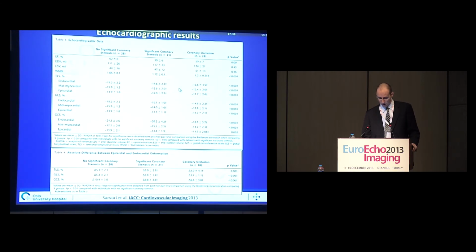When we look at the results vertically, we can see this endo to epicardial gradient, which has been shown earlier, and the table below shows the absolute difference between endo and epicardial deformation. As we move towards the right, this gradient decreases, and it's even less in patients with coronary artery occlusion. There was no significant difference in ejection fraction between the groups. Wall motion score index was worst in patients with occlusion.